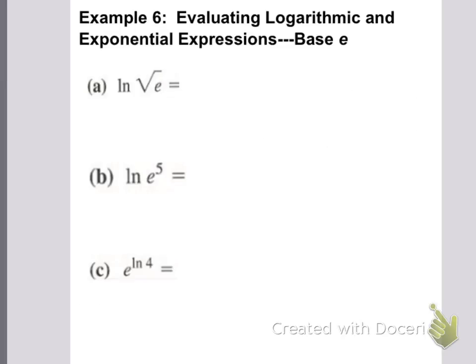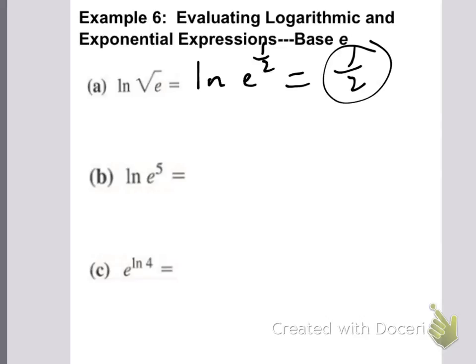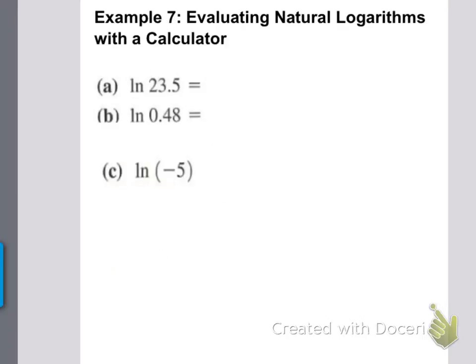So, we have ln of square root of e. So to solve that, we do ln e to the 1/2 power because square root of e is e to the 1/2. So our answer is 1/2. Here our answer is 5. Here our answer is 4. Okay, we're just taking the exponents. That's all we're doing. It's that easy. It's literally that easy.